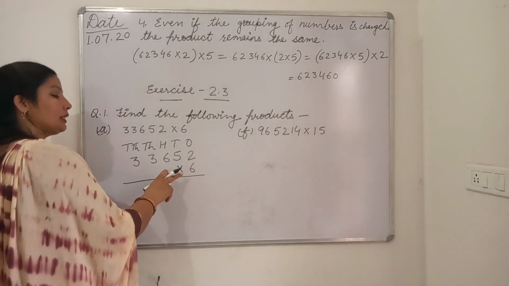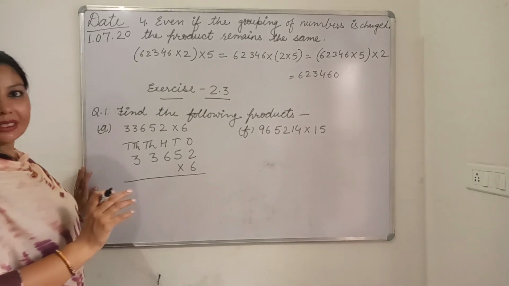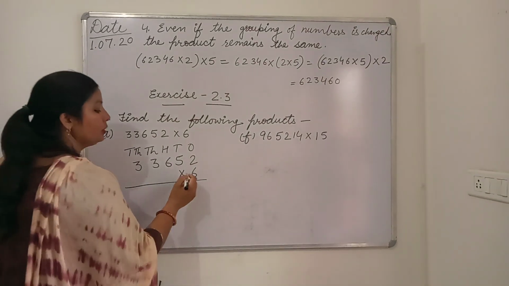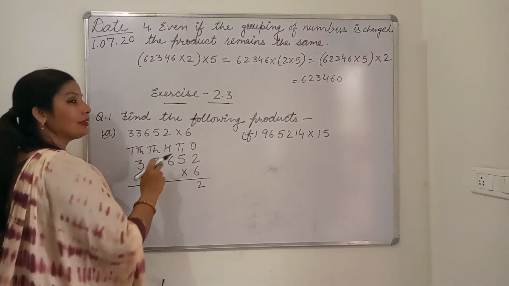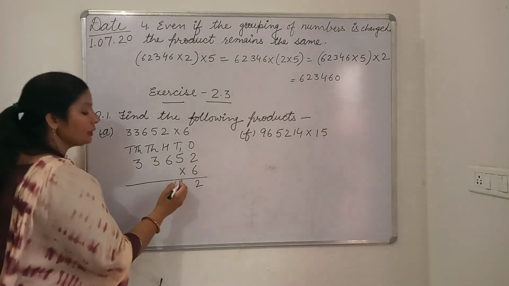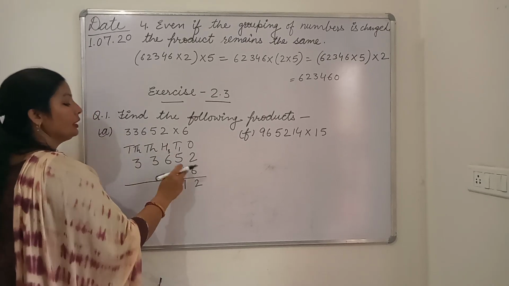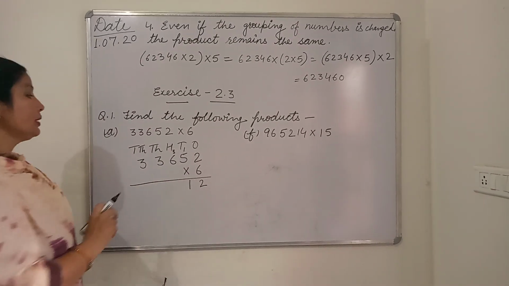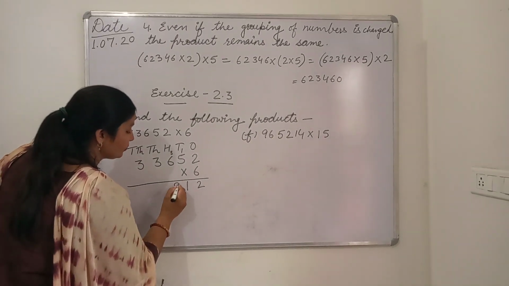So now we should recite the table of 6. 6 ones are 6, 6 twos are 12. So write here 2 and 1 goes carry. Now 6 multiplied by 5. 6 5s are 30. 30 plus 1, 31. So we write here 1 and 3 goes carry. Now 6 multiplied by 6. 6 6s are 36. 36 plus 3, 39.